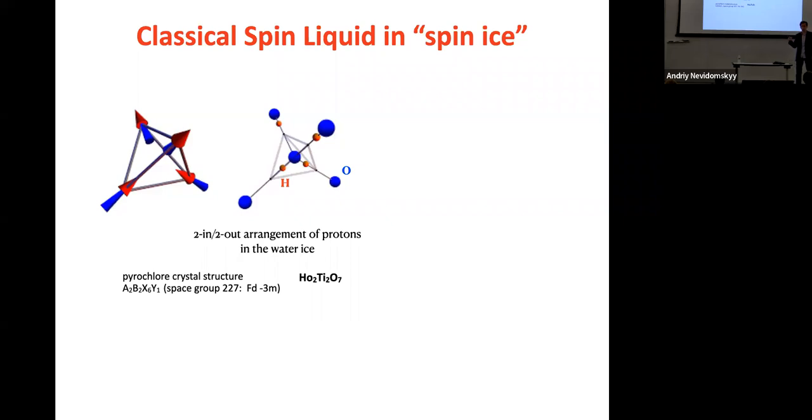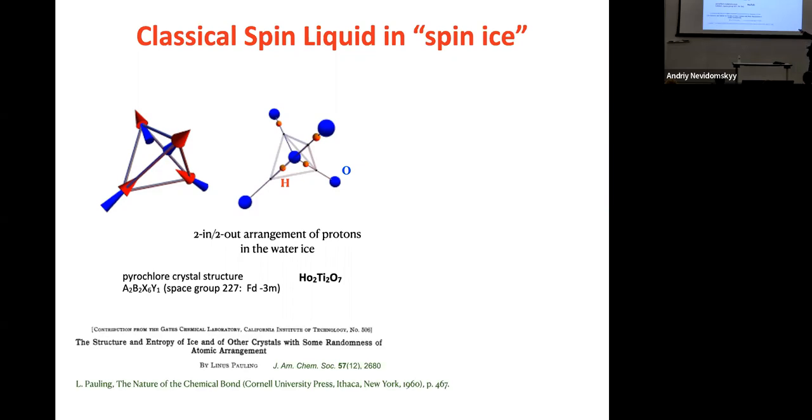So you want two spins always pointing in, kind of carrying in the magnetic moment, and two of them pointing out, as if the total flux is equal to zero. And that reminds us of the structure of water ice.